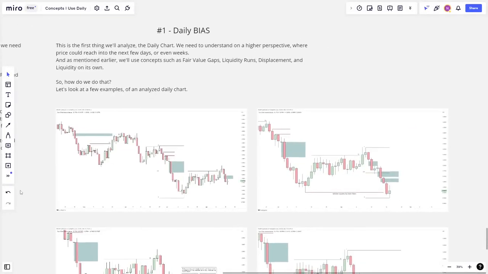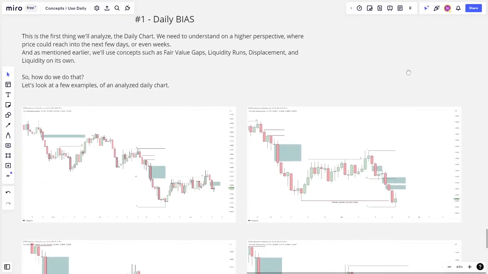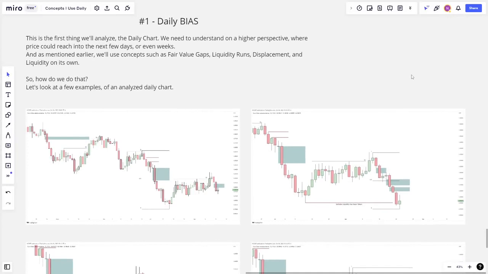And the first thing we're going to jump on is the daily bias type of analysis. I already talked about the daily bias, what we can expect, and how we can analyze the daily chart. This is the first thing we'll analyze, the daily chart. We need to understand, from a higher perspective, where price could reach in the next few days or maybe even weeks. And as I mentioned earlier in the daily bias section, we'll mostly use concepts such as fair value gaps, liquidity runs, liquidity itself, and displacement.